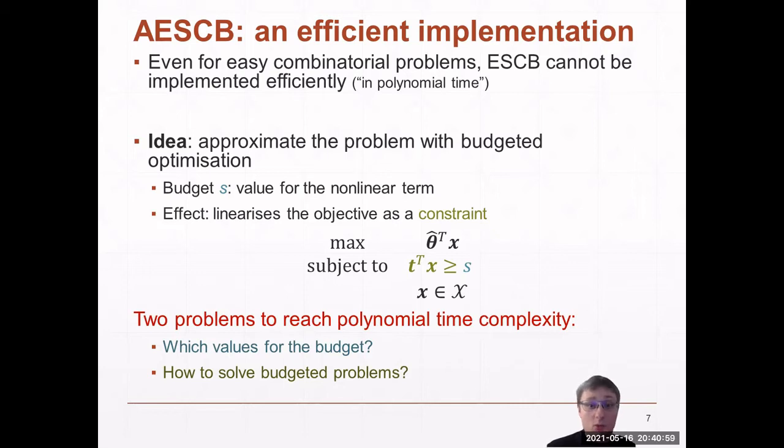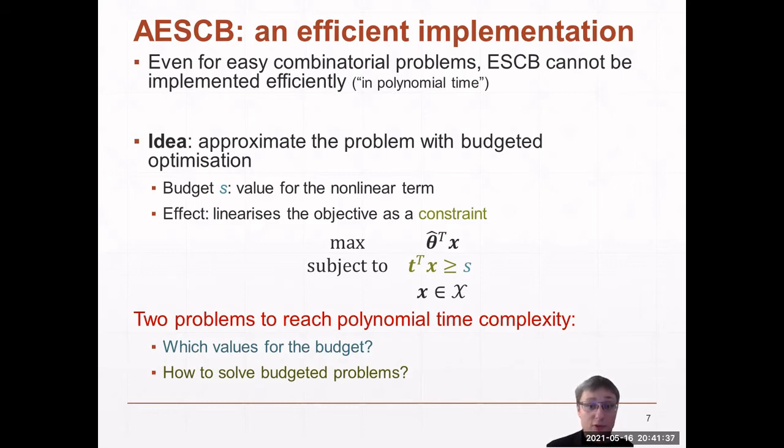The idea behind our algorithm is to approximate the optimization problem behind ESCB with budgeted optimization. So we move the complicating part of the objective function into a new constraint. Here, the constraint in green and blue. And this constraint becomes linear because of the structure of the objective function. We optimize this problem for a series of values of the budget. That means a series of trade-offs between the average reward and the confidence bonus, and we take the best solution.